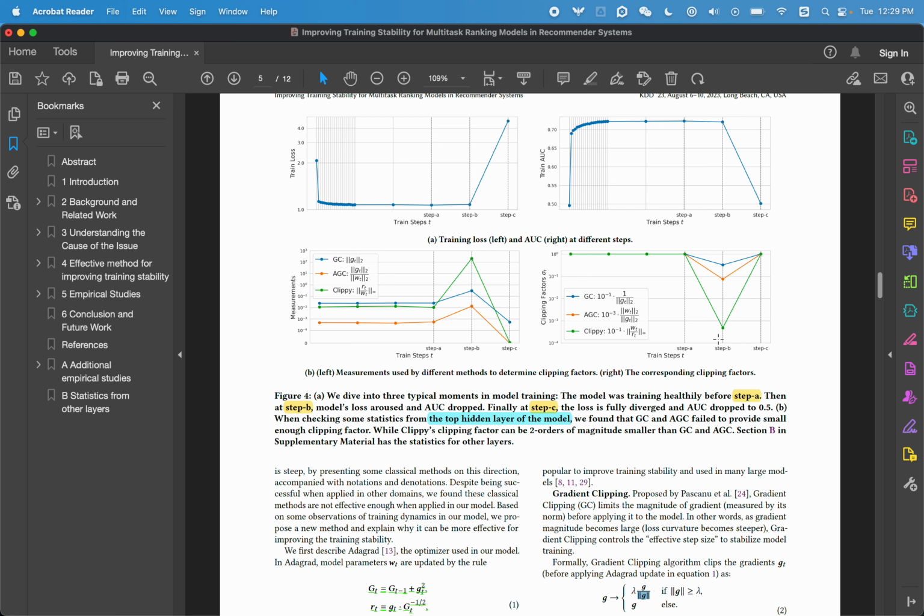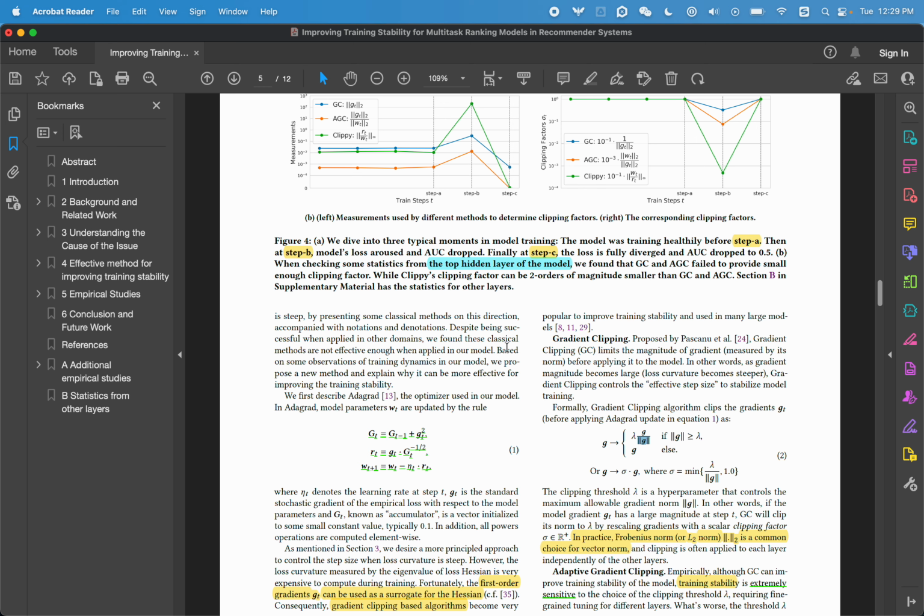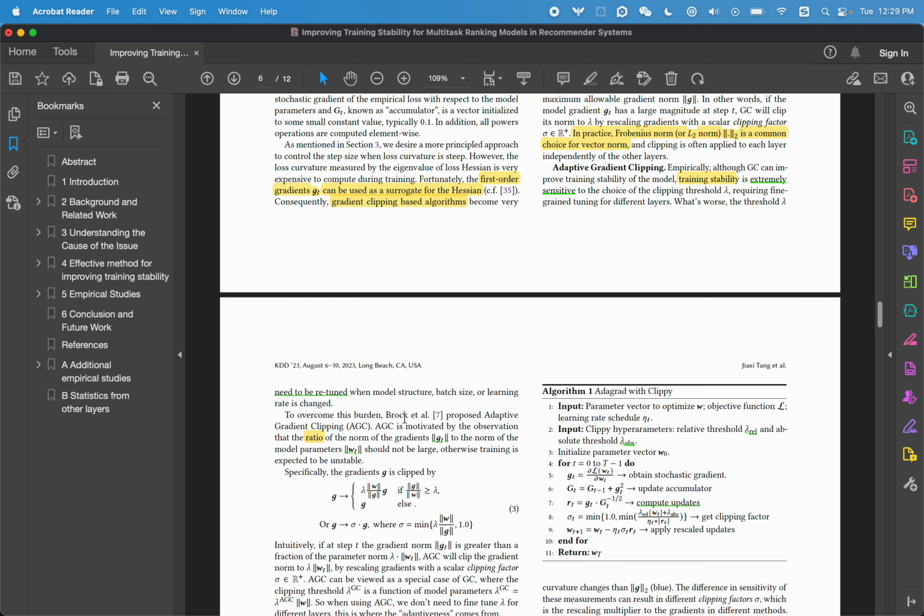Clippy, what this paper has invented, can scale down a lot. But for GC and AGC, we found GC scales down some, AGC scales down a little bit more, but none of them are enough. As this paper discusses, if these were enough, we wouldn't need this paper, right? So this paper proposed Clippy, which it claims can scale back down a lot when loss divergence happens, and it can detect this loss divergence better when required. Okay, so this is how this whole thing works.